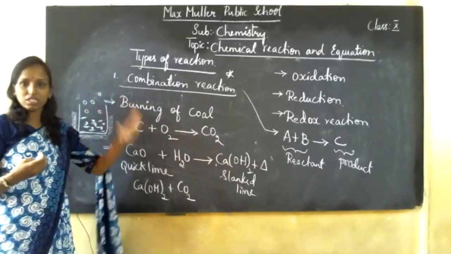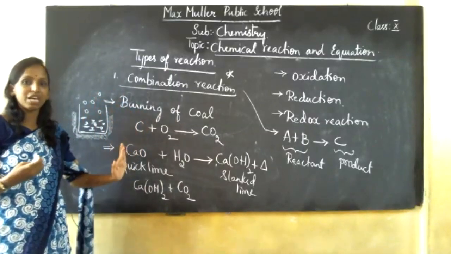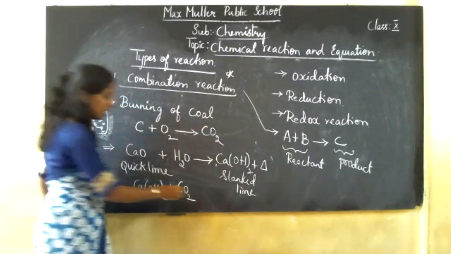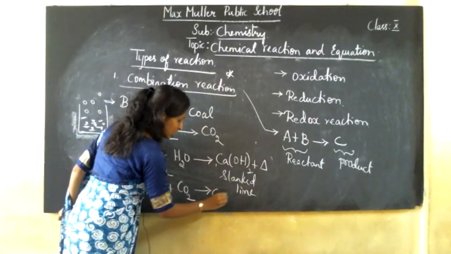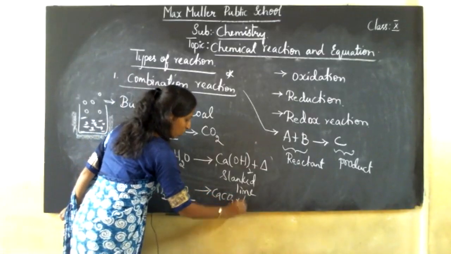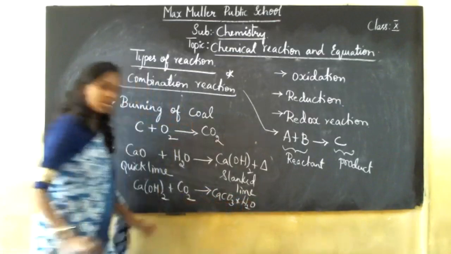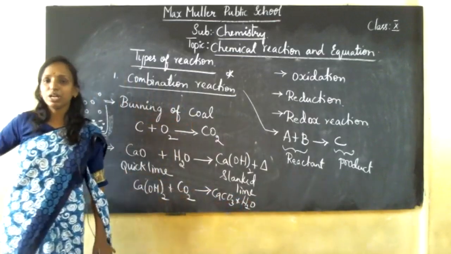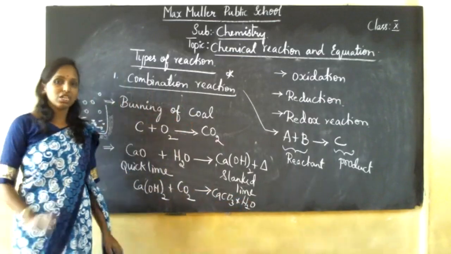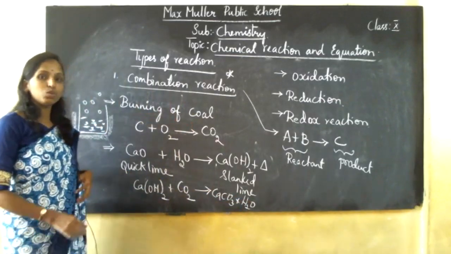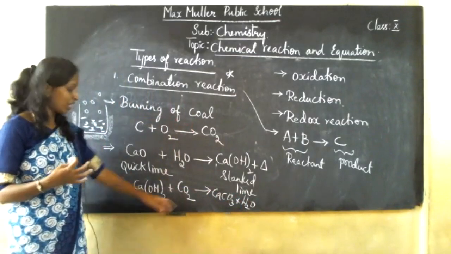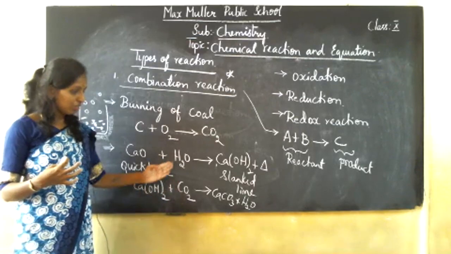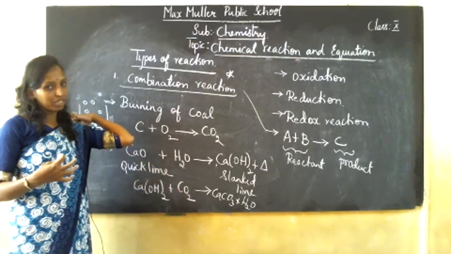It gives a very smooth and neat finish to the wall. A smooth and shiny surface is brought about by your calcium hydroxide in the presence of carbon dioxide. It gives CaCO3 plus water, H2O. CaCO3 is calcium carbonate. That calcium carbonate provides a smooth and shiny surface to the wall. It is brought about when slaked lime reacts with carbon dioxide. Even this is an example of a combination reaction.